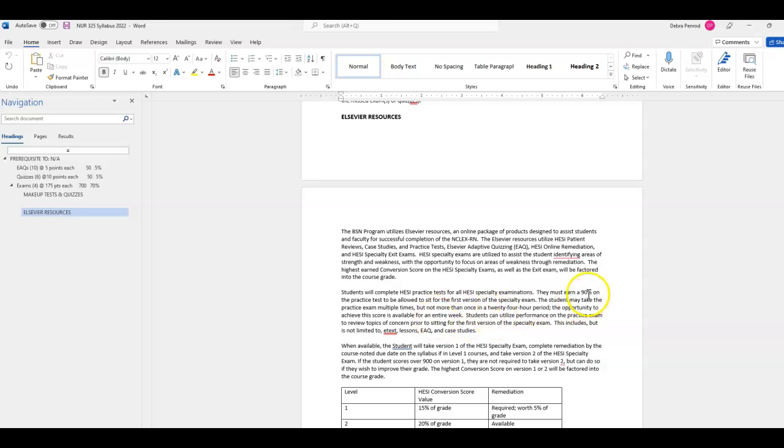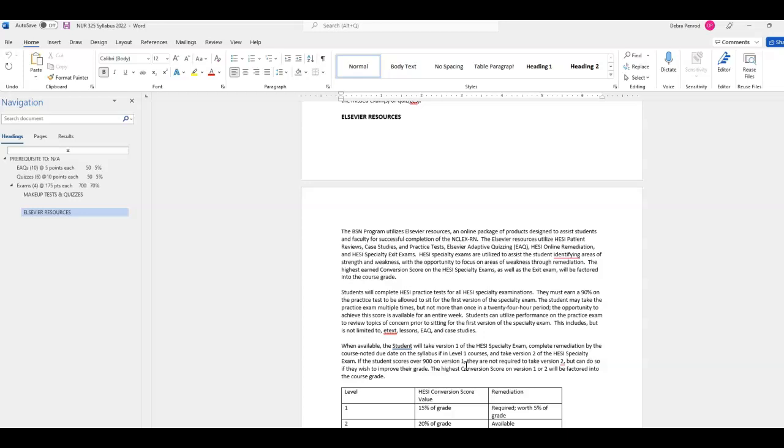So you'll do your 90% on your practice exam in week 13, and then you will take the only one version of the specialty exam during finals week. So you won't have time to have a second exam. And that has nothing to do with our program.